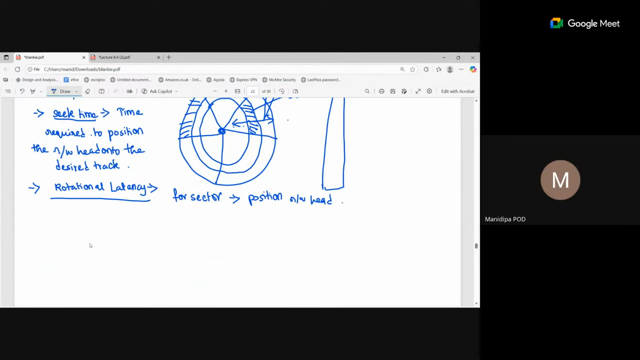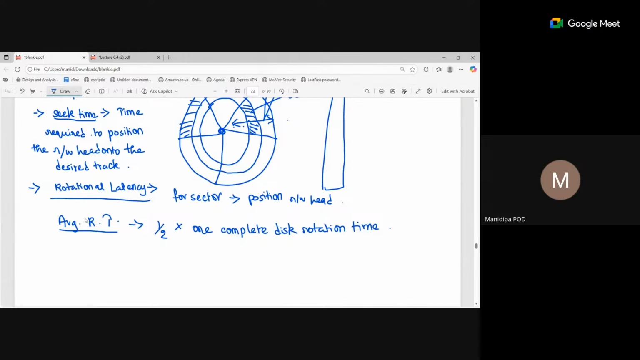But when we actually work with these terminologies, we won't be using rotational latency, we'll be using average rotational latency. Average rotational latency is half into one complete disk rotation time. That is the average time to find any sector on a particular track.